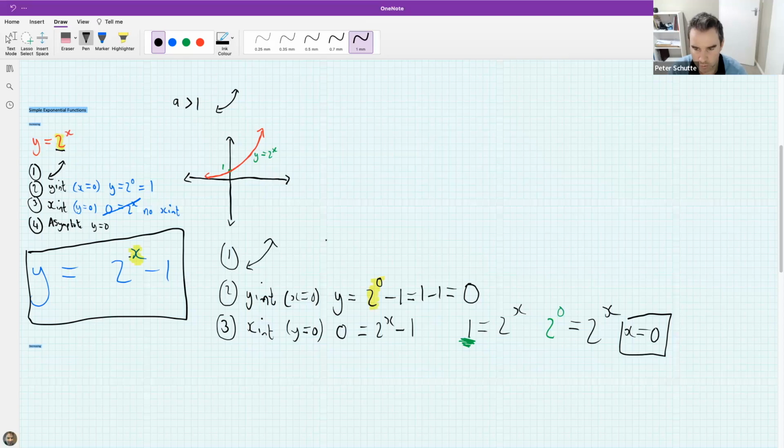Okay, so we've done the first 3 steps. You need to think about the 4th step and then ask yourself, can you draw it? What do you think it looks like? The exponential graph has a horizontal asymptote.